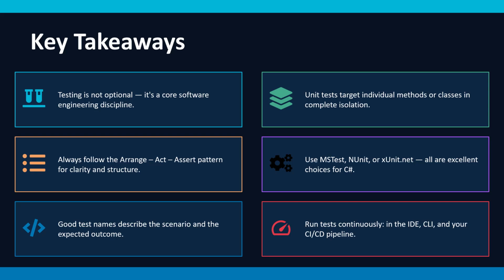Unit tests should target a single method or a single thing in isolation. It's fast, it's repeatable, it has no external dependencies, right? Those prerequisites to run. Every test follows arrange, act, assert. We set it up, we invoke, we verify.